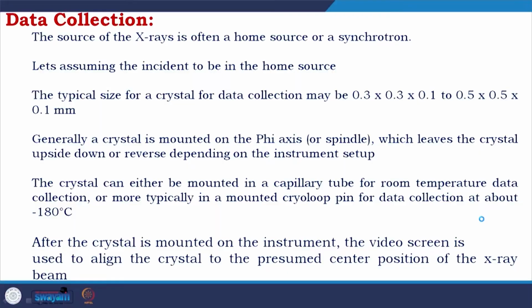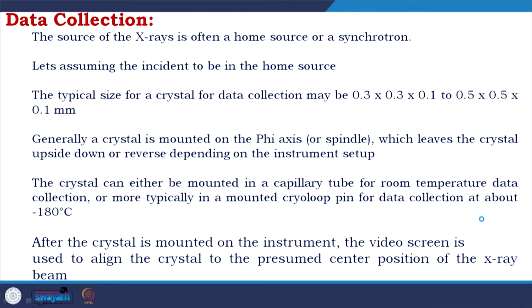So, you have a capillary, you close the two sides, and you have the crystal and you put in the mother liquor. What is the disadvantage? There are many disadvantages. What is the advantage? The advantage is when you want to collect the data at room temperature, when you cannot take the temperature of minus 180 degrees with nitrogen gas or liquid nitrogen, you cannot do freezing, at that time you try with these capillary tubes.